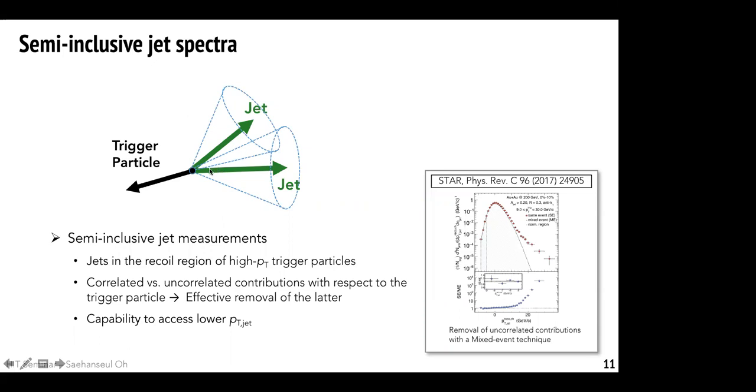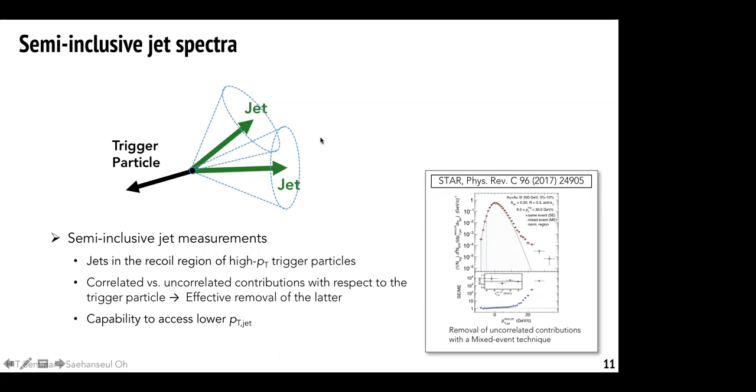in the semi-inclusive measurements, there are correlated contributions and uncorrelated contributions with respect to the trigger particle. If you think of back-to-back jets, this trigger particle is a proxy of one jet, and on the other side, there are jets directly related to the back-to-back jets, but some have nothing to do with the back-to-back jets. By using a mixed event technique, which is described in this paper, we can effectively remove the uncorrelated contribution in the recoil region. The largest benefit is that we are able to access lower jet PT.